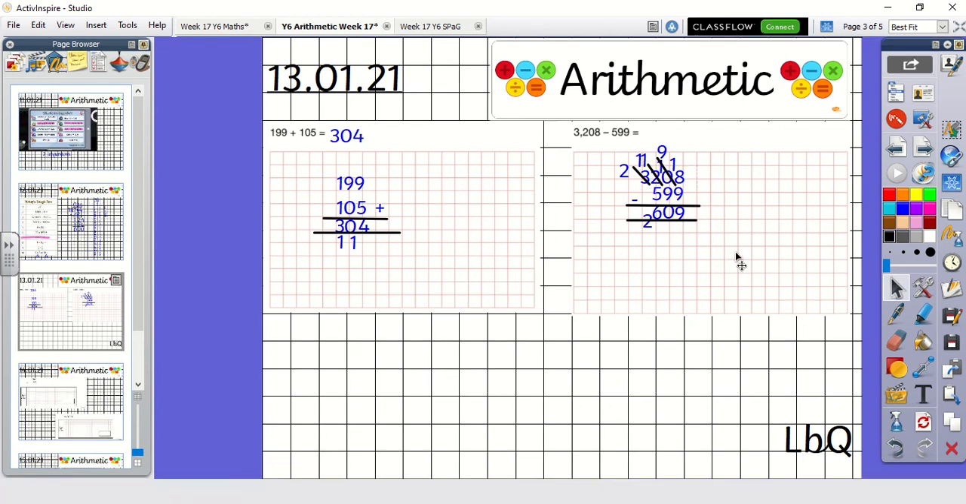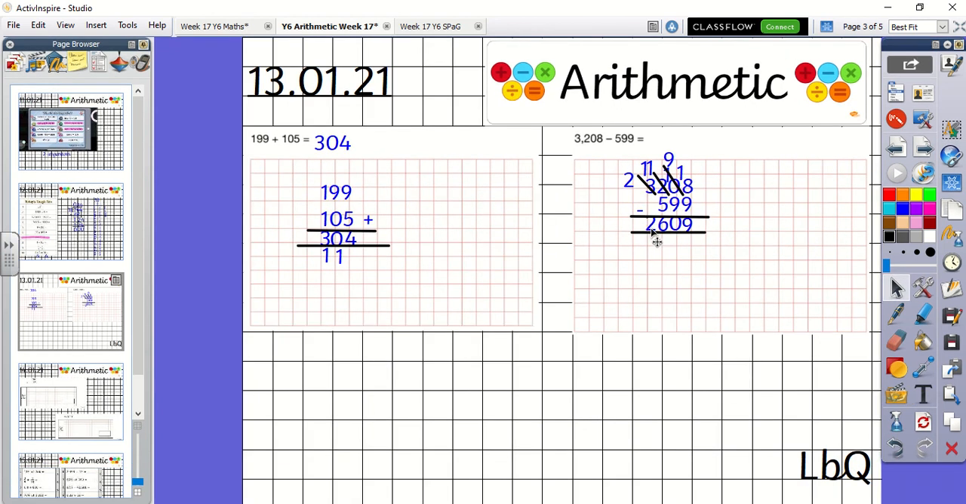Okay, so you may have some questions that will do a lot of exchanging, a lot of borrowing. Please don't forget the rules on how to do that. So if you're stuck on that, come back to this part of the video and watch it.